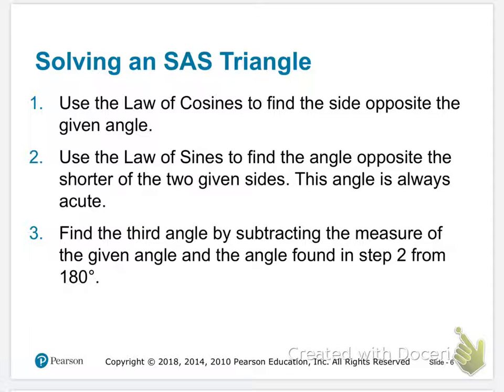Solving an SAS triangle. Use the Law of Cosines to find the side opposite the given angle, and use the Law of Sines to find the angle opposite the shorter of the two given sides. This angle is always acute. Find the third angle by subtracting the measure of the given angle and the angle found in step 2 from 180. So your first step is to use the Law of Cosines, then the Law of Sines, and then we find our missing angle.